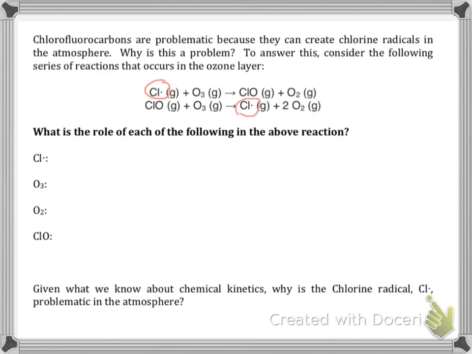So when something goes into a reaction and then is regenerated, it's going to be a catalyst. So you can see with the chlorine radical, it gets together with the ozone, changes everything up, turns it into oxygen, and then is regenerated. So it can go and find another ozone molecule and do the same thing.